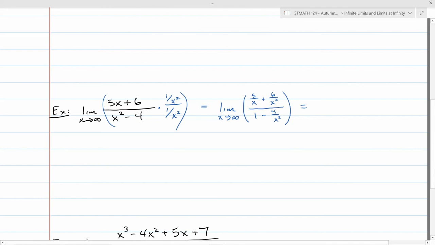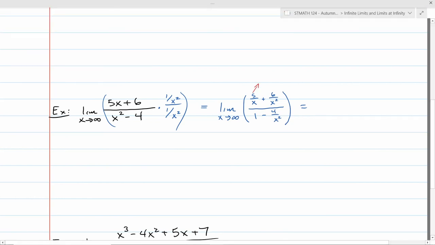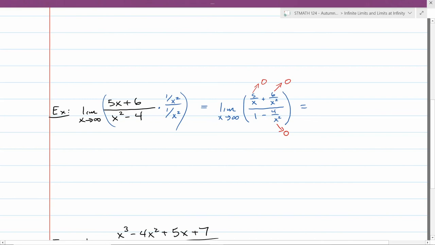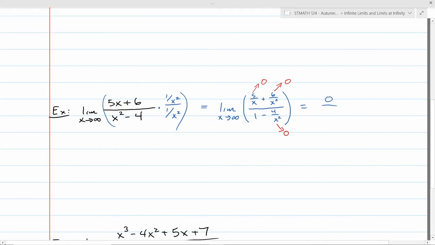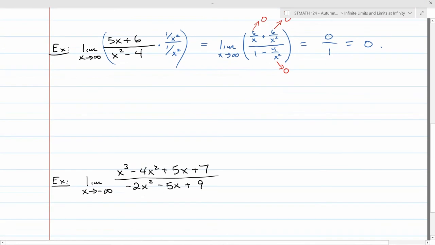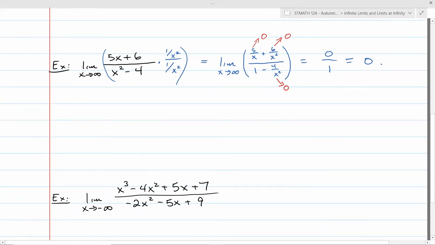And then I can see a bunch of things are going to 0. That one's going to 0. That one's going to 0. That one's going to 0. So I've got 0 plus 0 in the numerator, which is 0, and 1 in the denominator, so 0 over 1 is still 0. Pretty cool trick. So again, we're just each time reducing these problems to a bunch of little individual limits that are easy to evaluate because they're sort of little atoms.